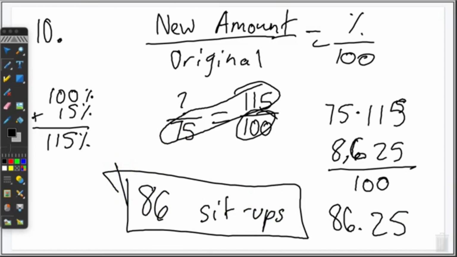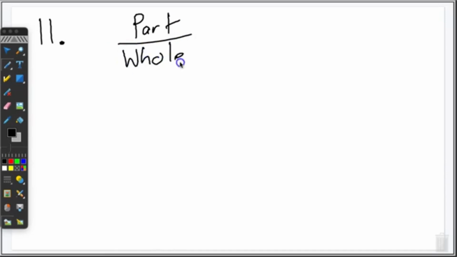That is number 10. So, number 11. We're blowing through this. Let's go. Number 11. A deli owner sold 90 sandwiches in one day. Of those sandwiches, 36 were pastrami. What percent of sandwiches sold were not pastrami? This goes back to part over whole equals percent over 100.